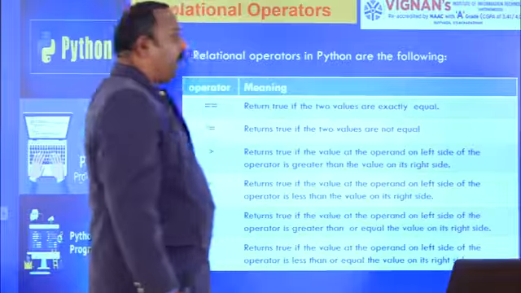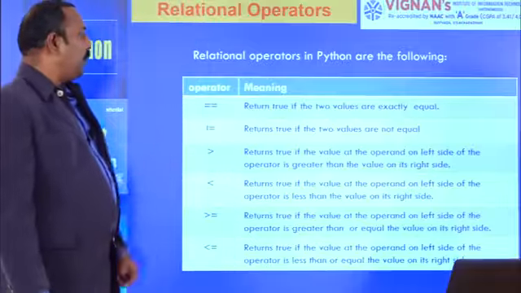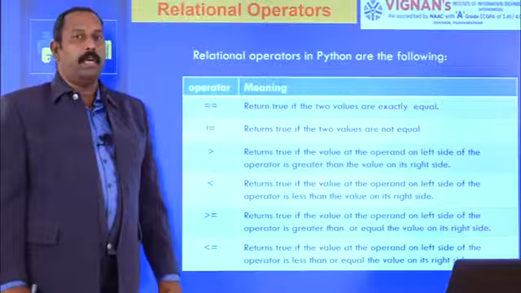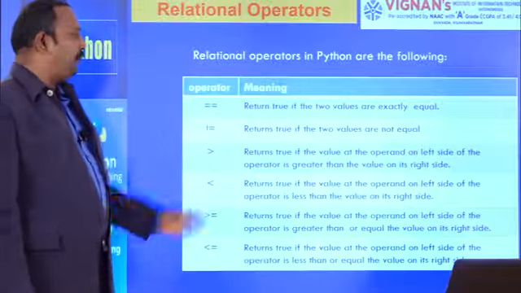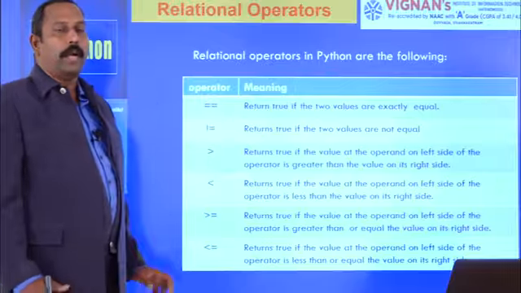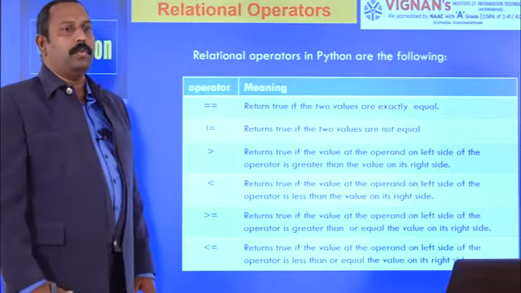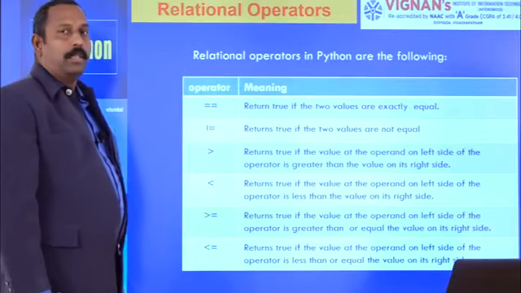So next one is relational operators. These are the relational operators available in Python. What is the use of relational operators? Generally we use relational operators to compare two values, or to compare the ages of two persons. If you want to compare two operands, then we have to go for relational operators.